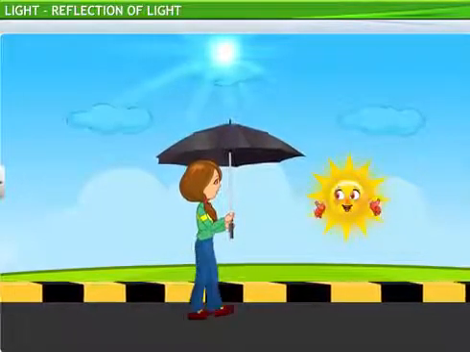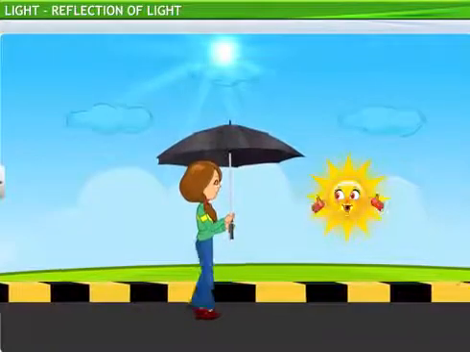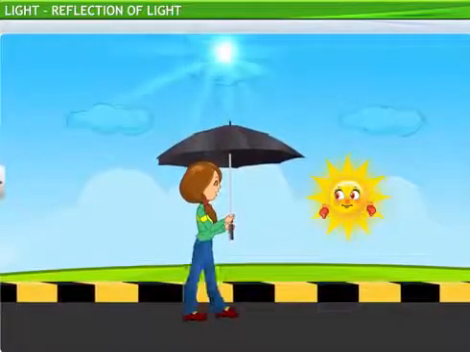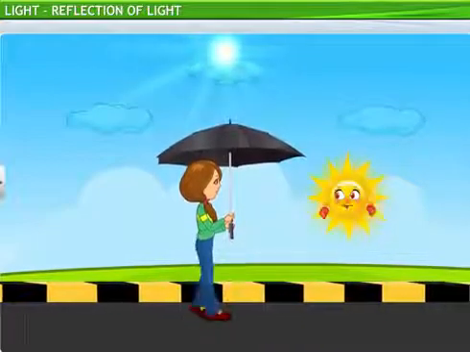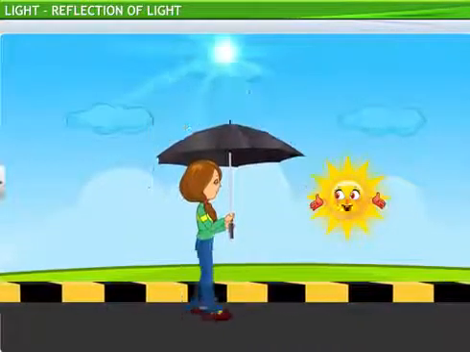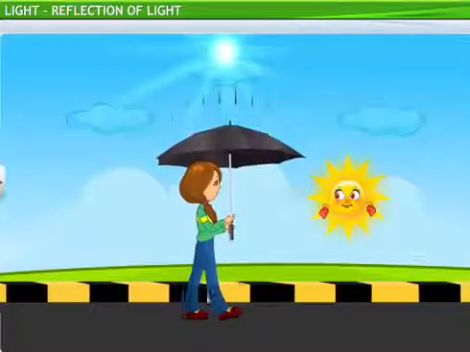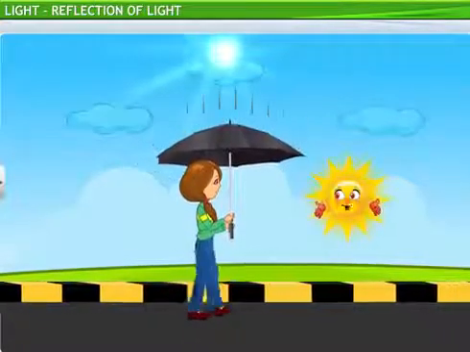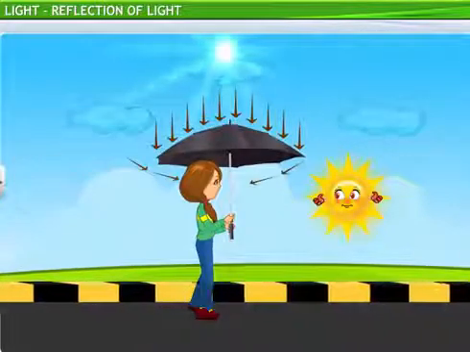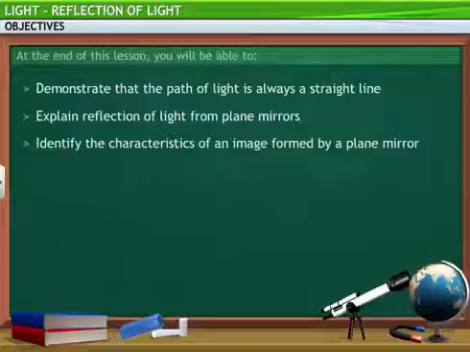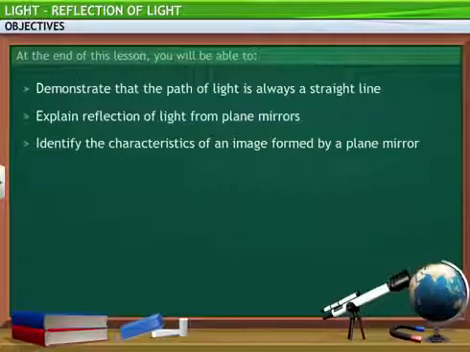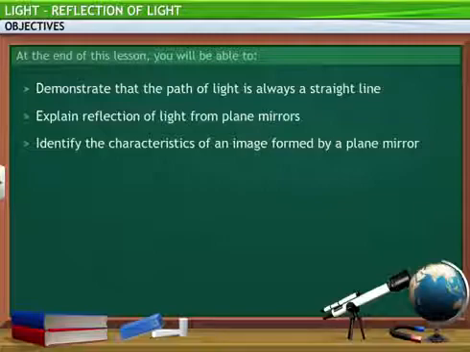How come the rays don't bend around the umbrella to reach you? Not sure. Light can't bend around objects. Light always travels in a straight line. The direction of light can only be changed through reflection. Want to find out more? Stay with us. In this lesson, you will learn about the reflection of light from plane mirrors.